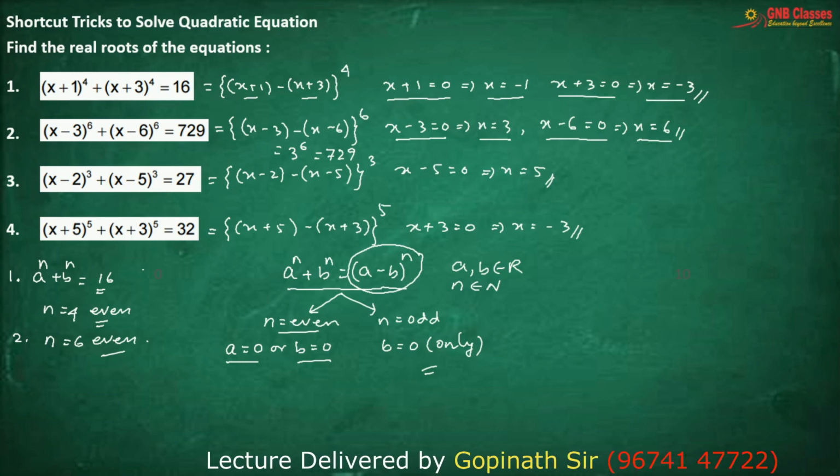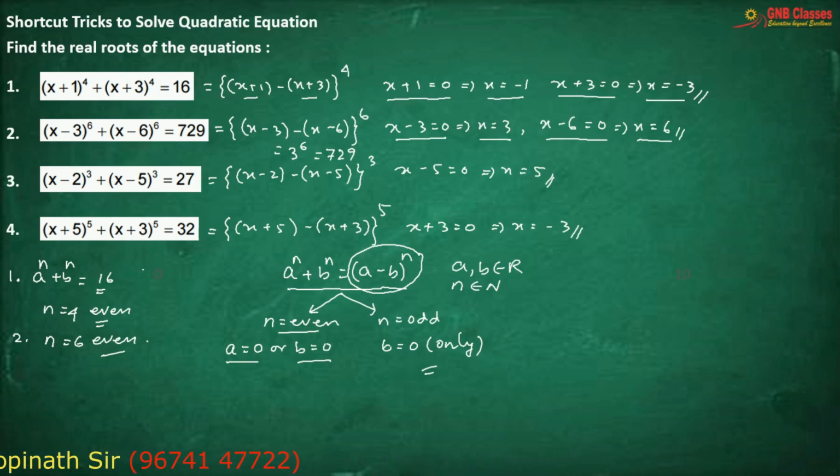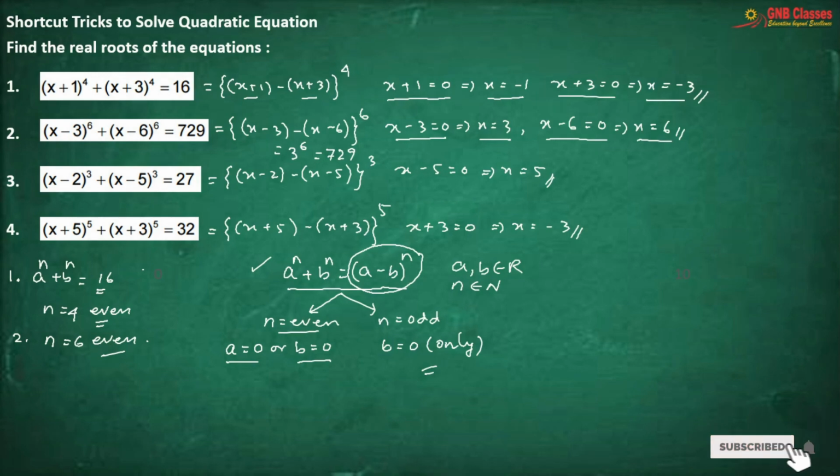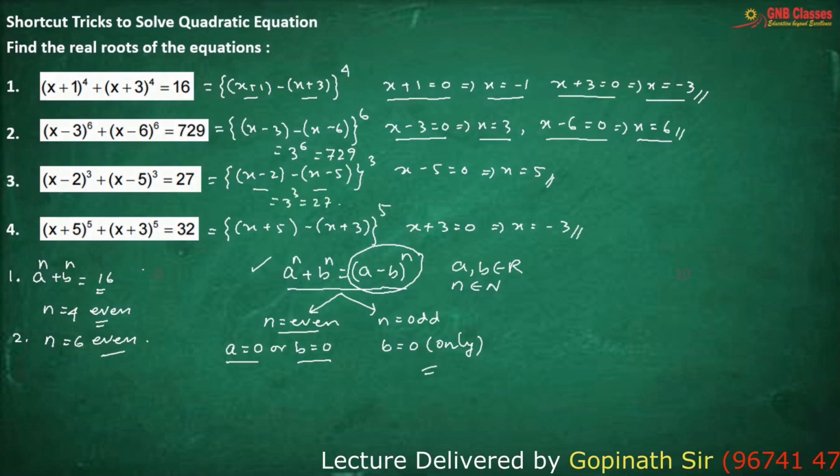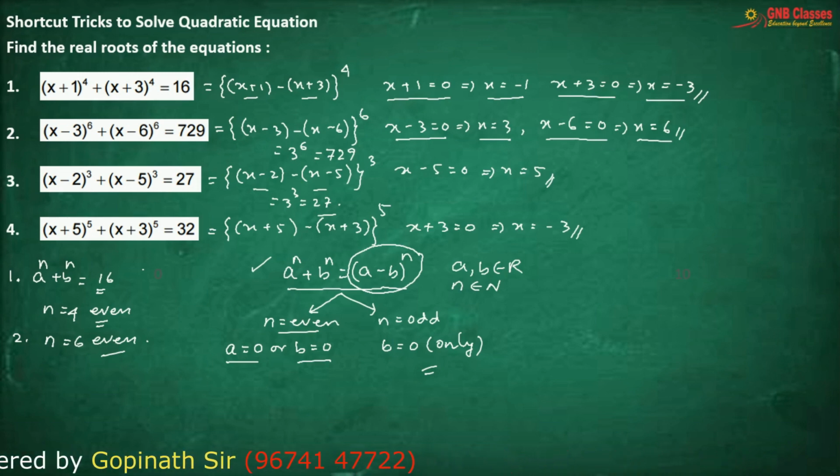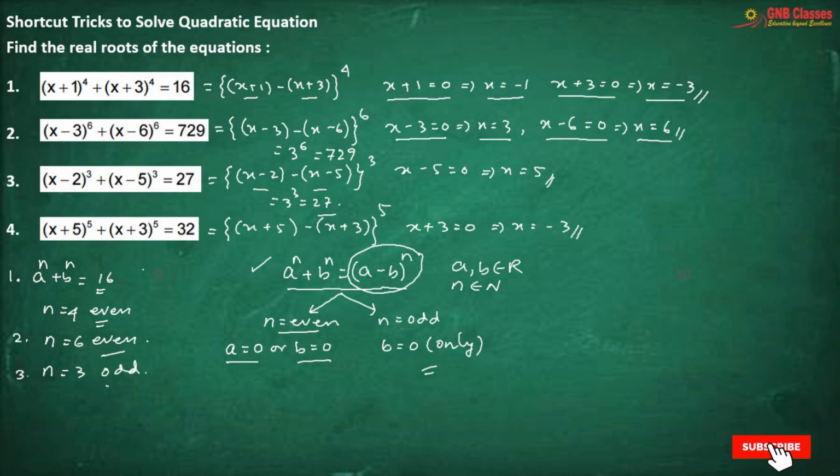Now for the third sum, you observe, it is again the same form, a to the power n plus b to the power n equals a minus b whole to the power n. How have I written a minus b whole to the power n? Check it out. 27 has been written like x minus 2 minus x minus 5 whole cube, which gives you basically 3 cube, which is nothing but 27, right? Here you have to check what your n is. Here n is nothing but 3, which is odd. Therefore, my answer will be only b equals 0, which is nothing but x minus 5 equals 0 implies x equals 5. That's it. Is it clear?